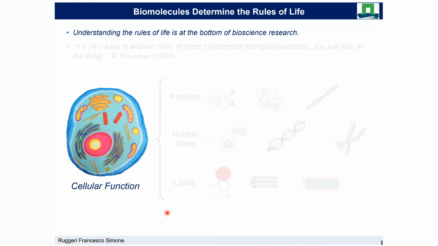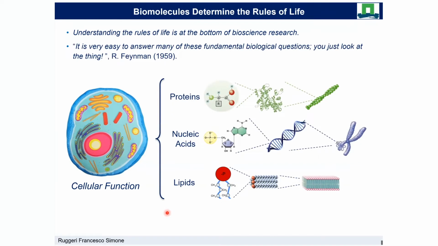In order to do so, we need to understand how the biomolecular machines in the interior of a cell perform their function. As Feynman already stated in the last century, it can be very easy to solve fundamental biological questions. We can just look at the thing, where the thing is single biomolecules, such as proteins, and their self-assembly state. However, this is not so easy because we cannot always look at the morphology of an object to understand how it delivers its function in cells, but we have to care about its chemical properties.